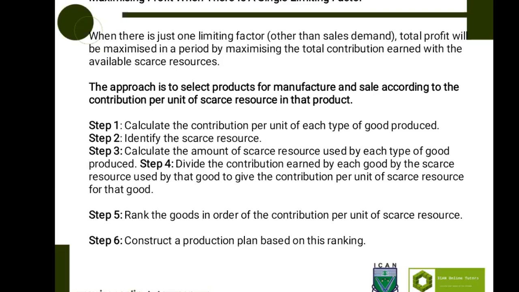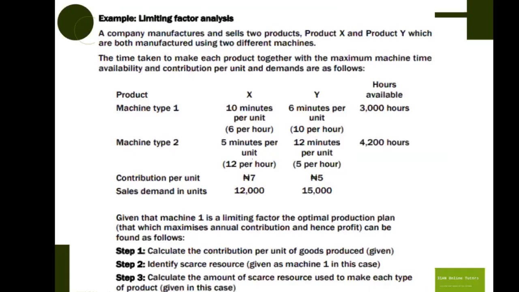Step 5 is to rank the goods in order of contribution per unit. Step 6 is to construct a production plan based on this rank. You can screenshot these steps so you can keep reviewing them over and over again for it to stick. If you have an example here, I'll give us.